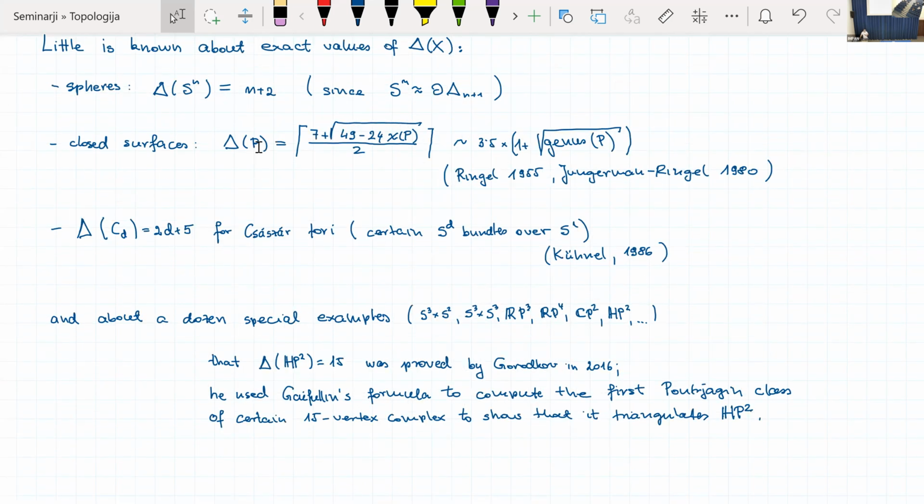There was a famous triangulation proposed by Brehm and Kühnel in the 80s, which they thought was a triangulation of the quaternionic projective space. It had 15 points, and you can check that it is a manifold. It has the right homology. So a computer should be able to check whether this is a quaternionic projective space or not. Well, it's not that easy.